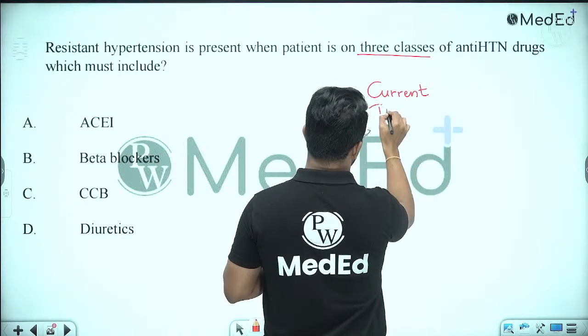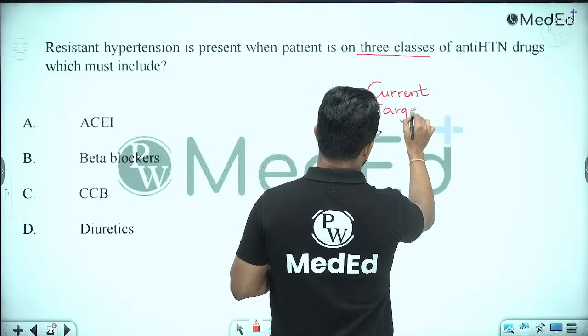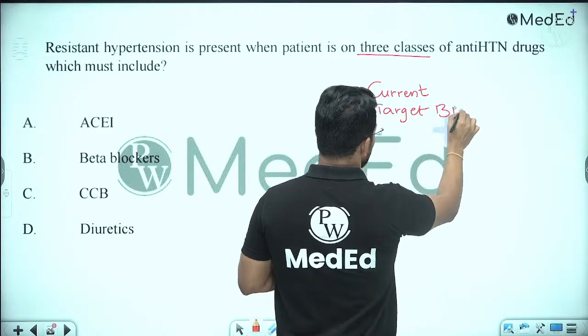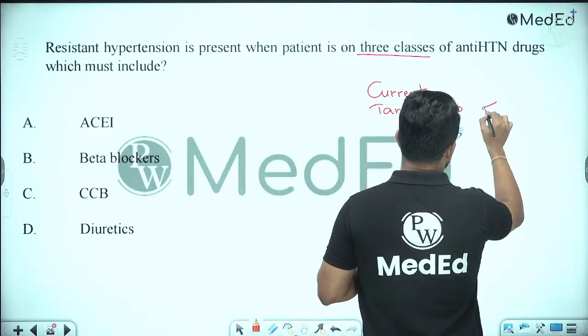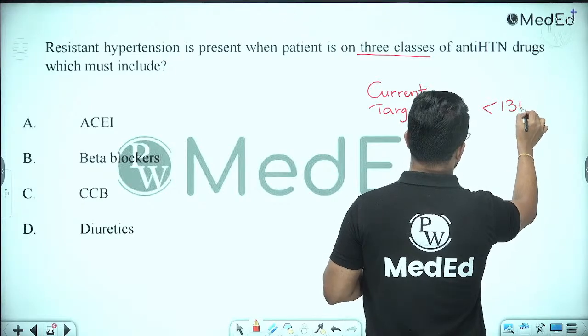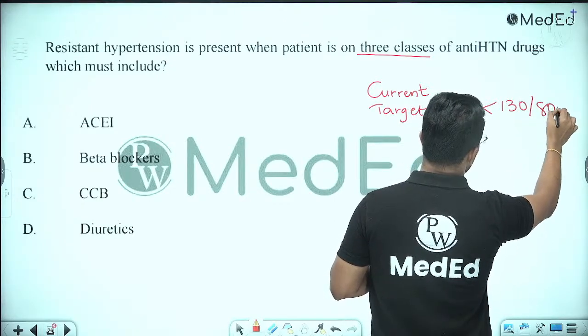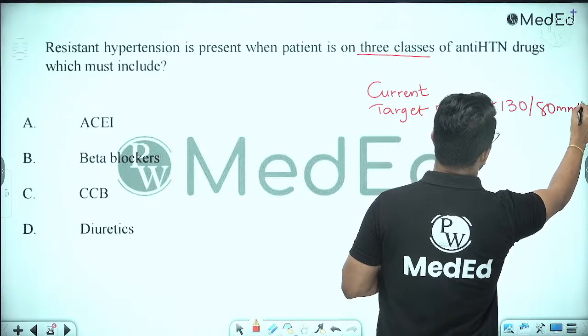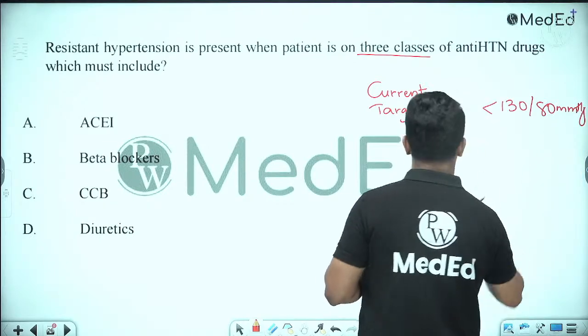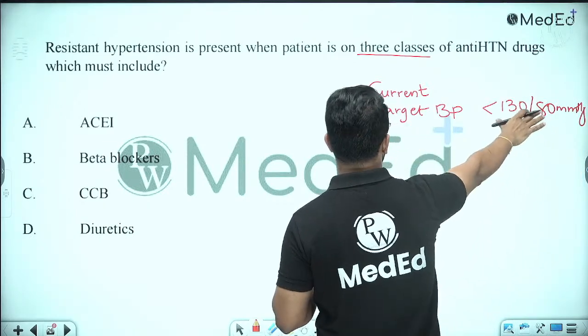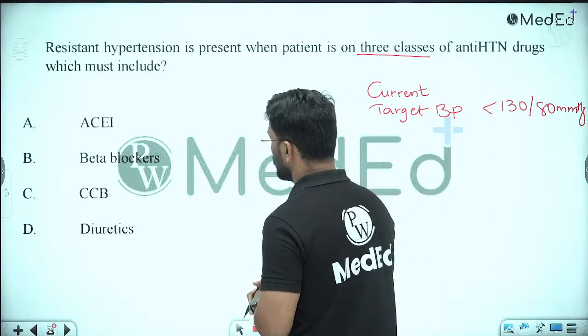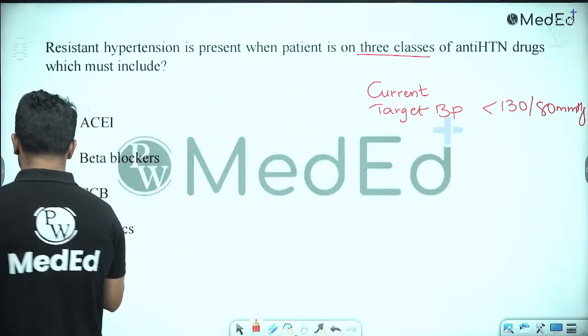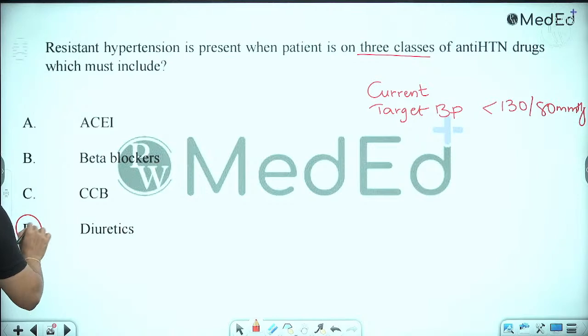Current target BP. Generally speaking, the currently recommended BP is that it should be kept less than 130 by 80 millimeters of mercury. So when you are using 3 or more drugs to achieve BP less than 130/80 and you are not able to achieve it, and out of your 3 drugs, one was a diuretic, we call it resistant hypertension.